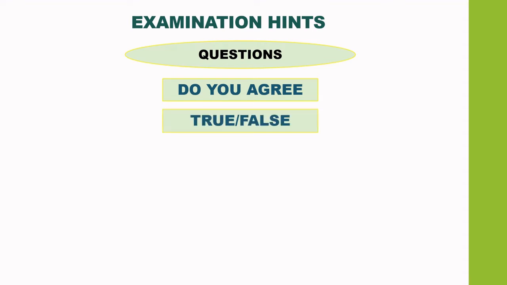True-false questions. If any part of the statement given is wrong, then the statement is false. For example, you can be given a statement, wind is air in motion and it moves from low pressure to high pressure. The first part of that statement is correct. Wind is air in motion. Then the last part, it moves from area of low pressure to high pressure, is wrong. It is actually the opposite.